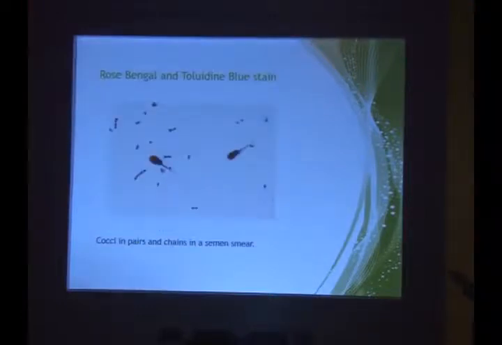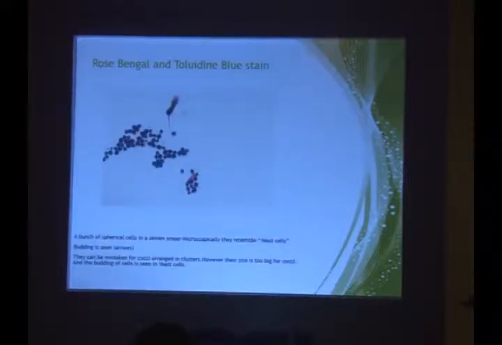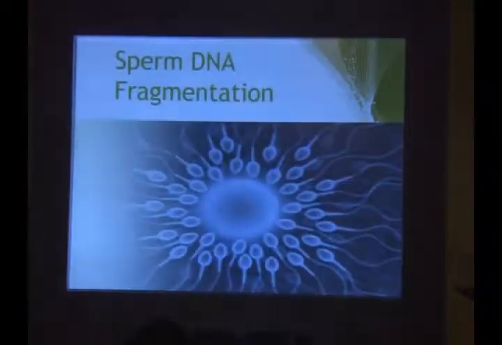These are cases in which you can see a lot of bacteria. Just like you can see a lot of bacteria without pus cells in the urine, you can also see a lot of bacteria without pus cells in the semen. These are candida in semen. So you can see all types of abnormalities.